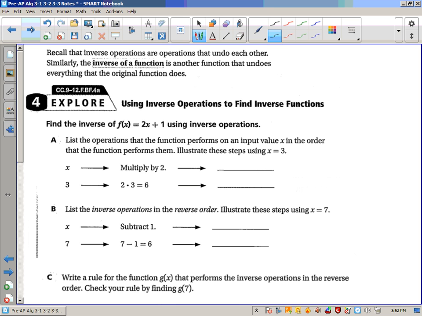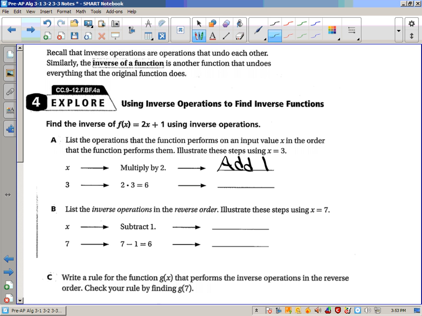Okay, this next part is interesting. It's how we can create a function based off of finding the inverse of a given function. An inverse of a function is another function that undoes everything that the original one does. So if I look at this function here in example 4, 2x plus 1, what's happening to that function is multiplying by 2 and then adding 1.